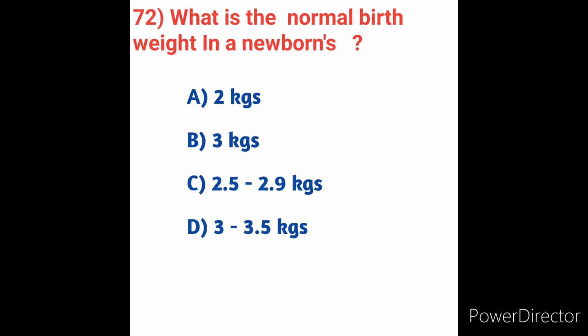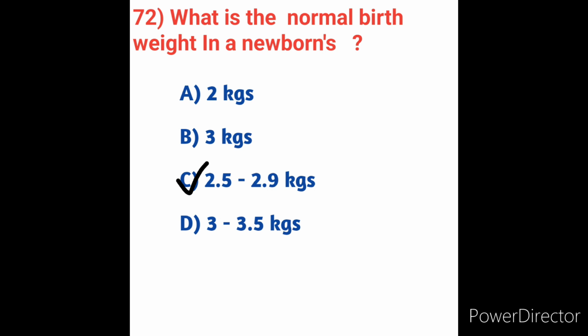The average Indian newborn usually weighs between 2.5 to 2.9 kg. Birth weight is a strong indicator of the mother's health and nutritional status, and also of the chances of survival of the newborn and the long-term health and development of the child. So here the normal weight of the newborn is option C, 2.5 to 2.9 kg, which is the correct answer.